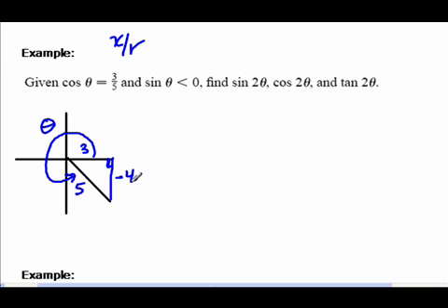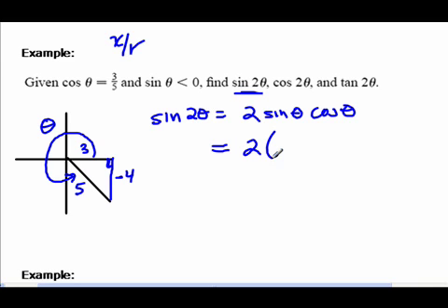Now let's go ahead and answer our 3 questions. What's the sine of 2 theta? Well, sine of 2 theta, according to the top of the page, is 2 sine theta cosine theta. So without drawing the picture and labeling the triangle, I would have had everything except the sine of the angle. I already know what the cosine of the angle is. That was given to me in the problem. So this will equal 2 times sine.